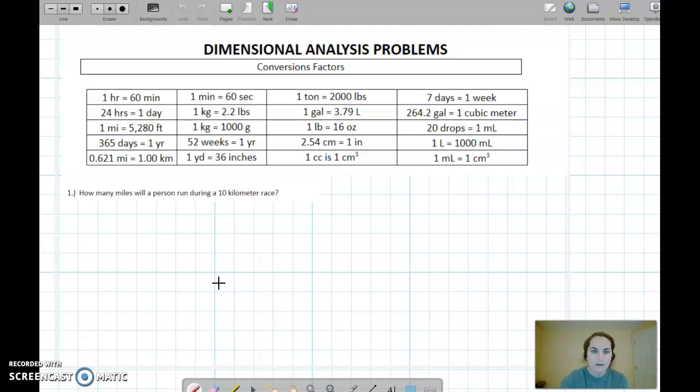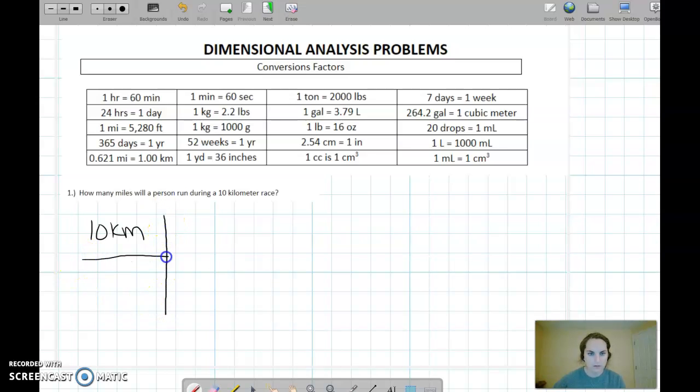How many miles will a person be running in a 10-kilometer race? We always have to start with what we know, our absolute known. We are given 10 kilometers. Now let's draw in our dimensional analysis lines.